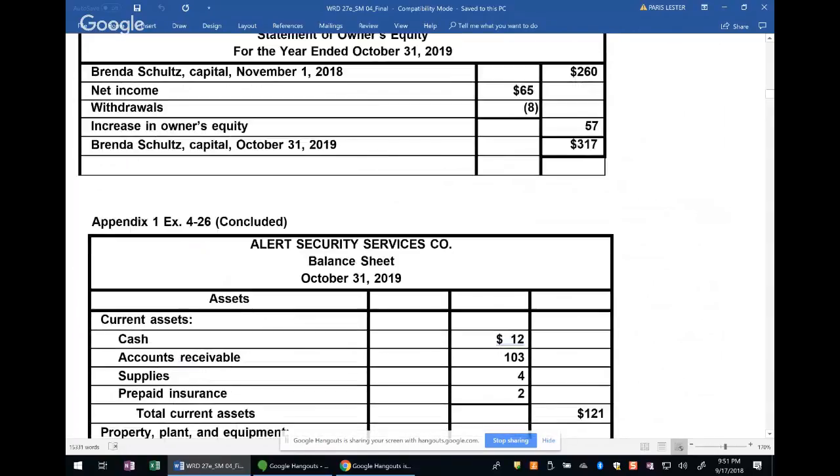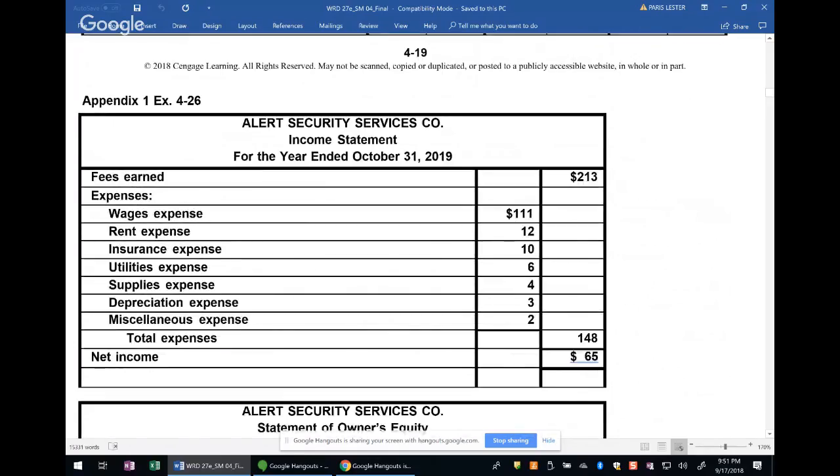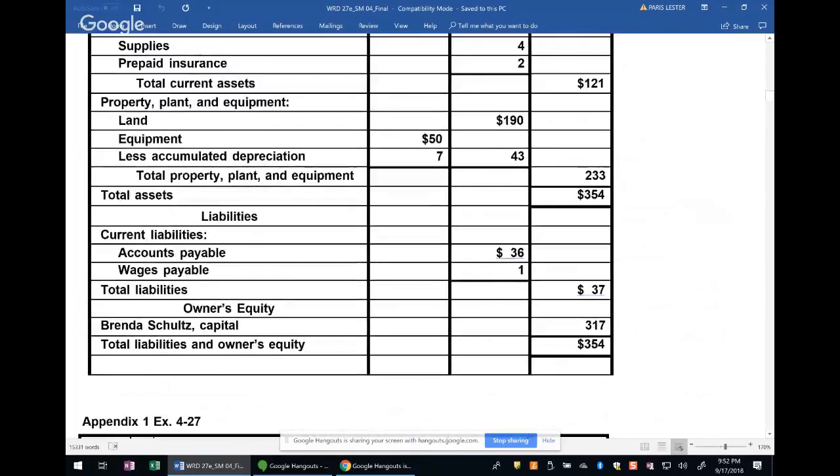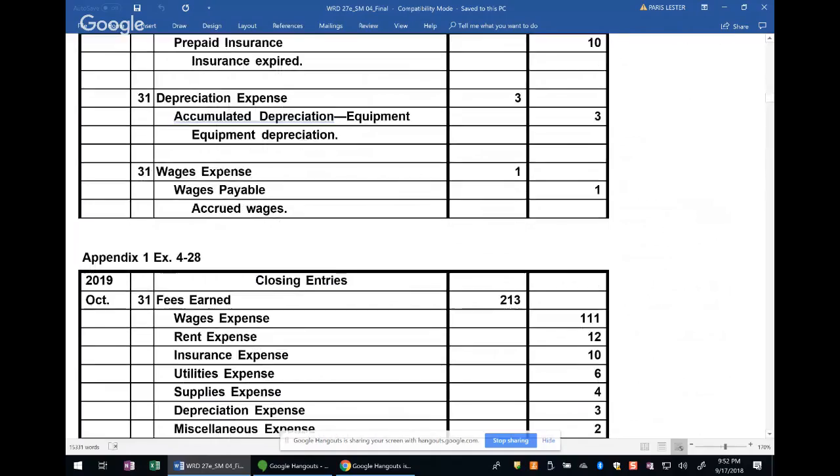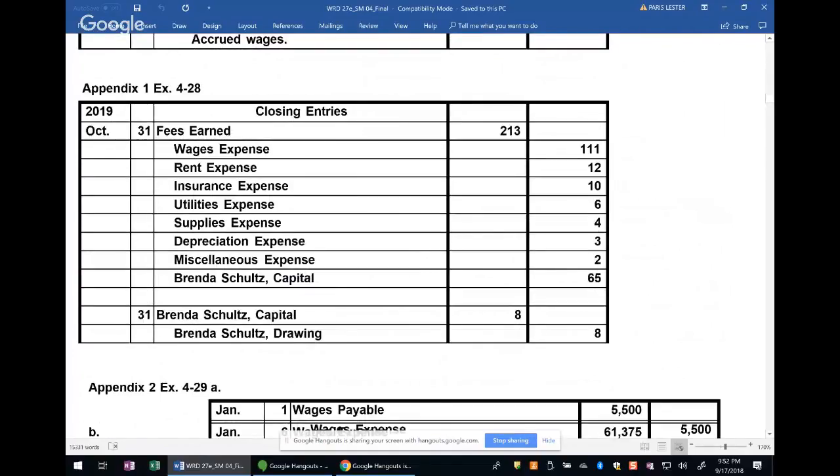Let me flip back here. What is your net income right there, Margot? 65. Now, when we do closing entries, I want you to look. What number will make your debits and credits balance when you make closing entries? It's that capital. Net income, 65.